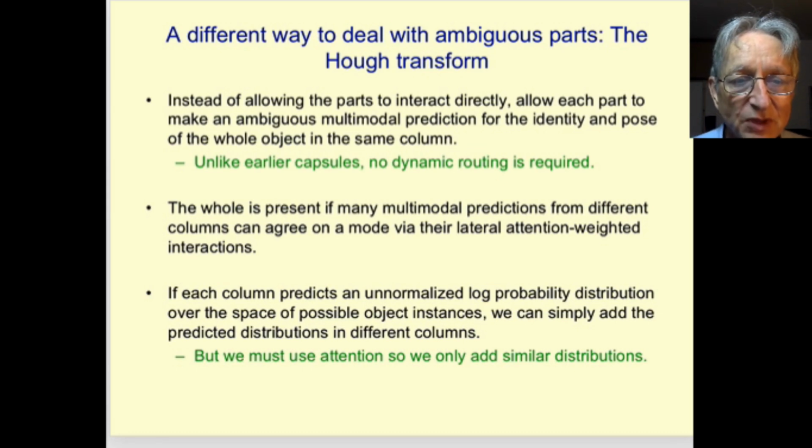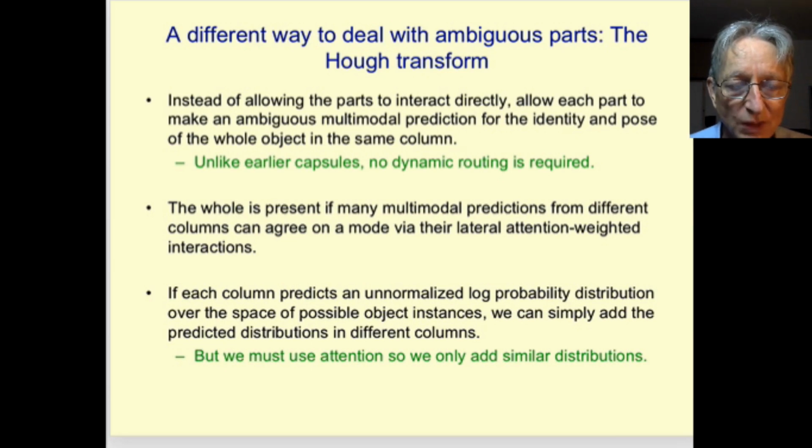That is, the identity and pose of the whole object that's occupying the same location. So there's only one thing you're talking about, which is whatever object it is that's occupying this location. Because of that, you don't need any dynamic routing. Now, the whole is going to be present if many of these multimodal predictions agree. And what we want is that the attention-weighted averaging that we're doing will pick out that agreement.